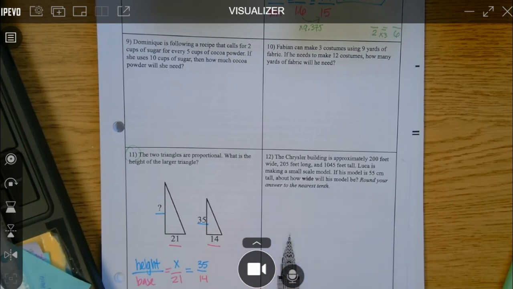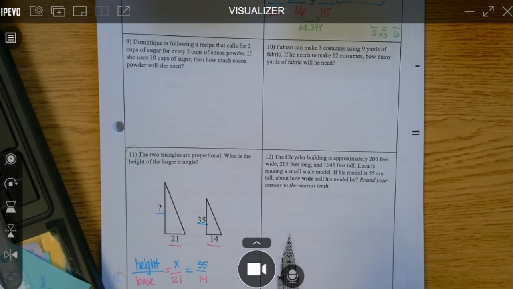Now, before you start erasing and freaking out because you think you did it wrong, there are so many ways that you could have set this up. So double check. As long as you are consistent with how you set it up, you should be good. And you're like, how do I know that? If you double check your cross products and they're equal to my cross products, then you know you're good. So if you have 21 diagonally across from 35 and the x diagonally across from the 14, you'll still end up with the same answer.